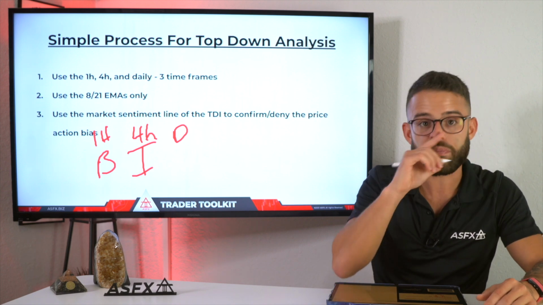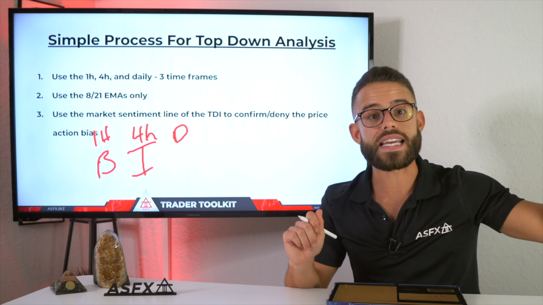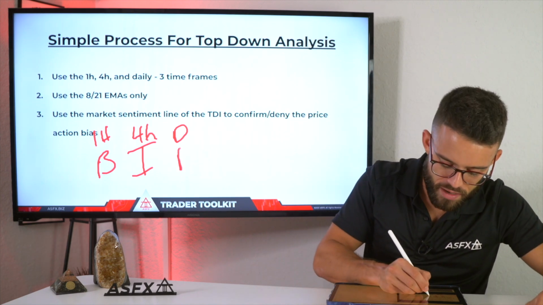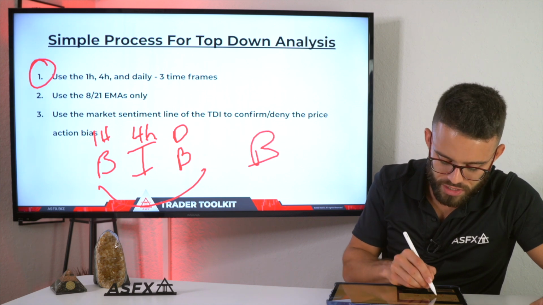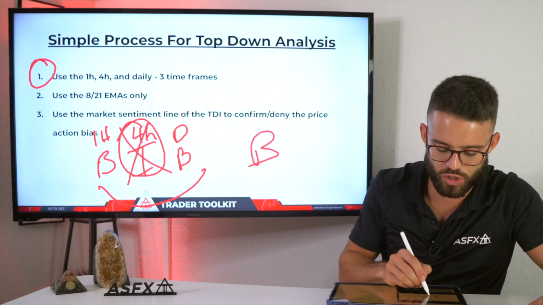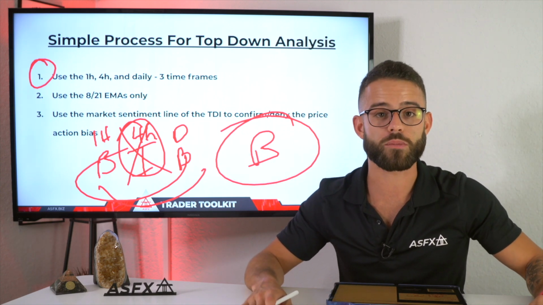Then we go to the daily. And let's say the daily looks just like the 1 hour. Price action is bullish. TDI is also bullish. We give that a B. Go back to what I said in step 1: use 2. That would mean we're bullish. This indecisive one, sorry, you lost out. 2 out of 3 say we're bullish, so we're bullish. That's then how we identify the higher time frame trend.